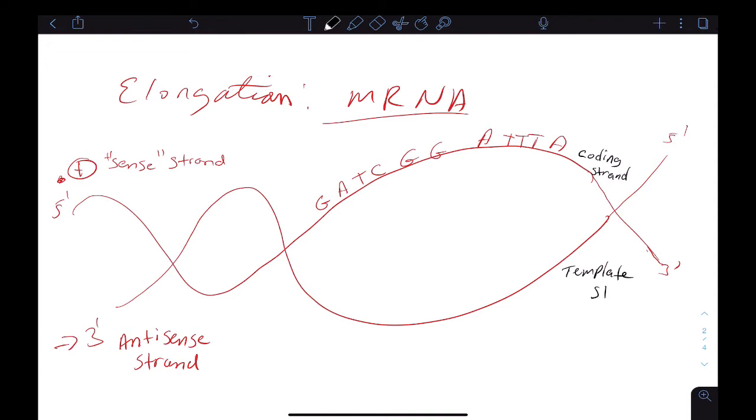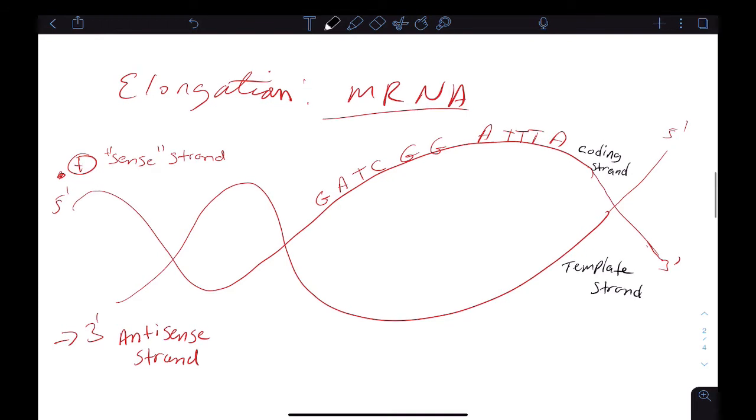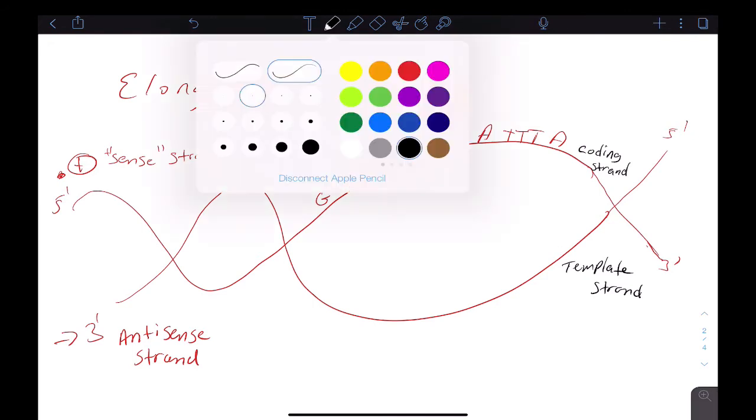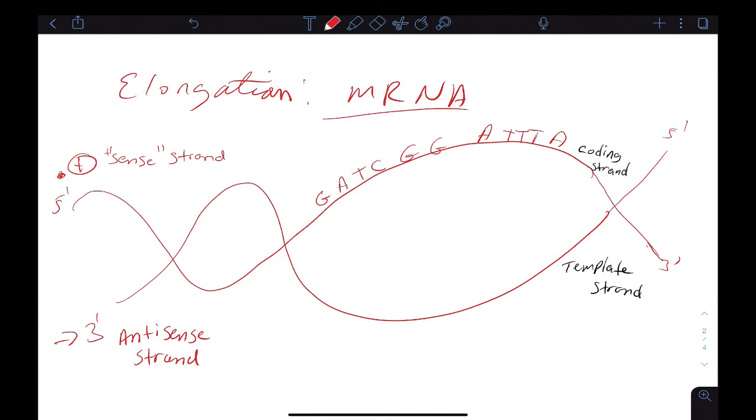So the template strand is also the antisense strand, and the plus strand, the positive sense strand, is the coding strand. So let's go to the template strand, and of course we have complementary pairing, and this is DNA that we're looking at. So if we have a G over here, then on the bottom we're going to have a C.